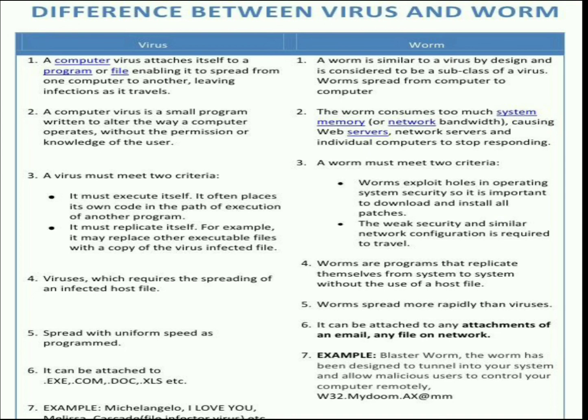Then what about the speed of a virus and a worm? The speed of a virus is very slow. It is slow, but what about a worm? It is fast. And there are some examples. I have noted them. You can read them later.